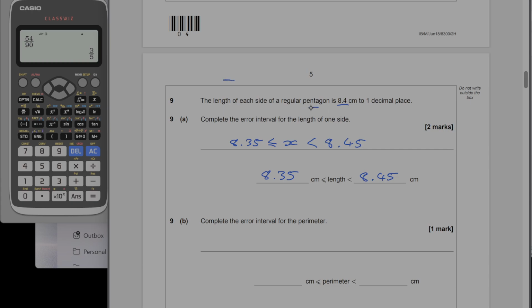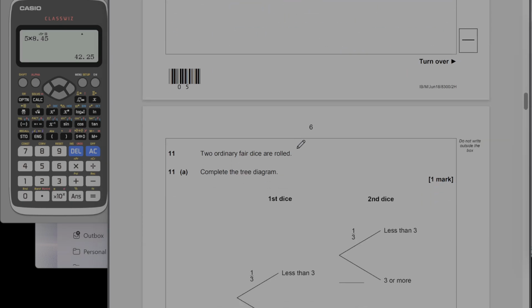Complete the error interval for the perimeter. So we've got a pentagon. A pentagon has 5 sides, so I just need to multiply each of my values by 5. I'll write them both in at the same time. I'm typing it in this way on my calculator just to save me a bit of time. I'll explain why in a second. So 41.75. And now I can just change that value there to a 4: 42.25.